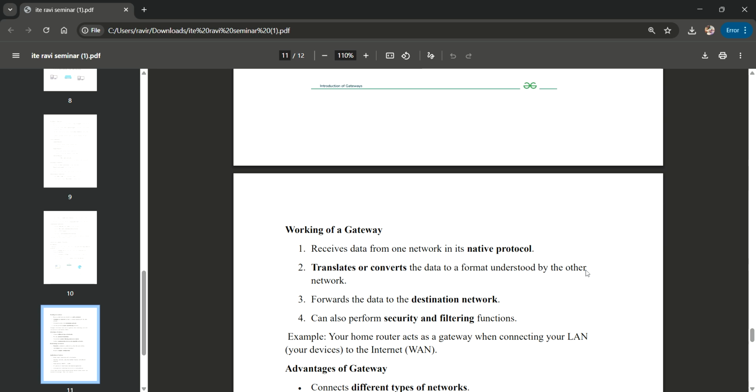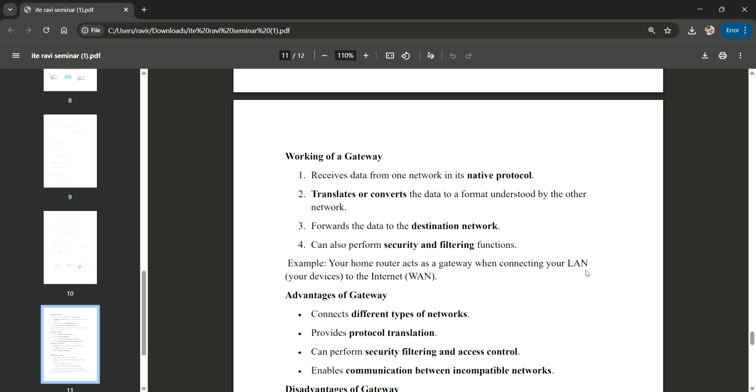Coming to the working of a gateway, it receives the data from one network in its native protocol. It translates or converts the data to a format which is understood by the second network. It forwards data to the destination network. It can also perform security and filtering functions. For example, your home router acts as a gateway when connecting your LAN, that is your home devices, to the internet, that is the WAN.